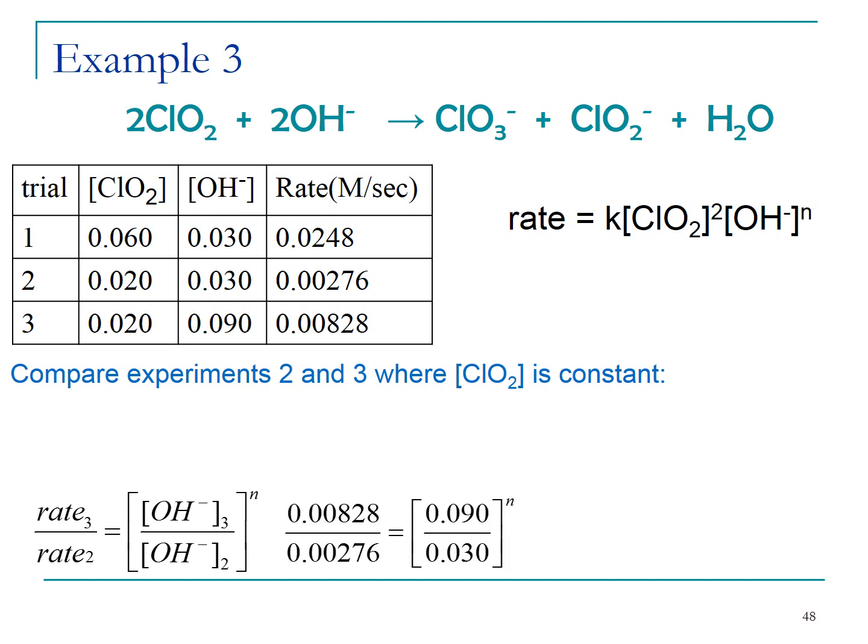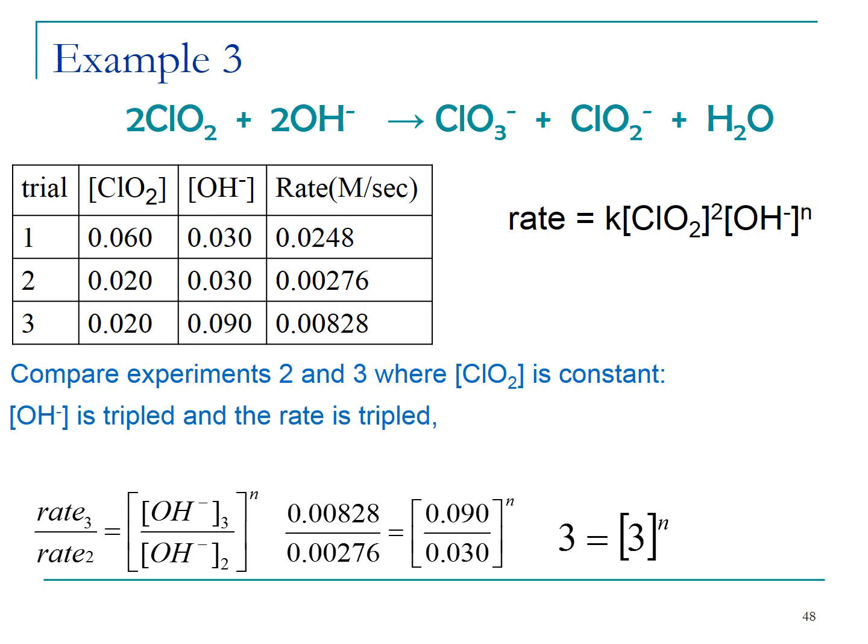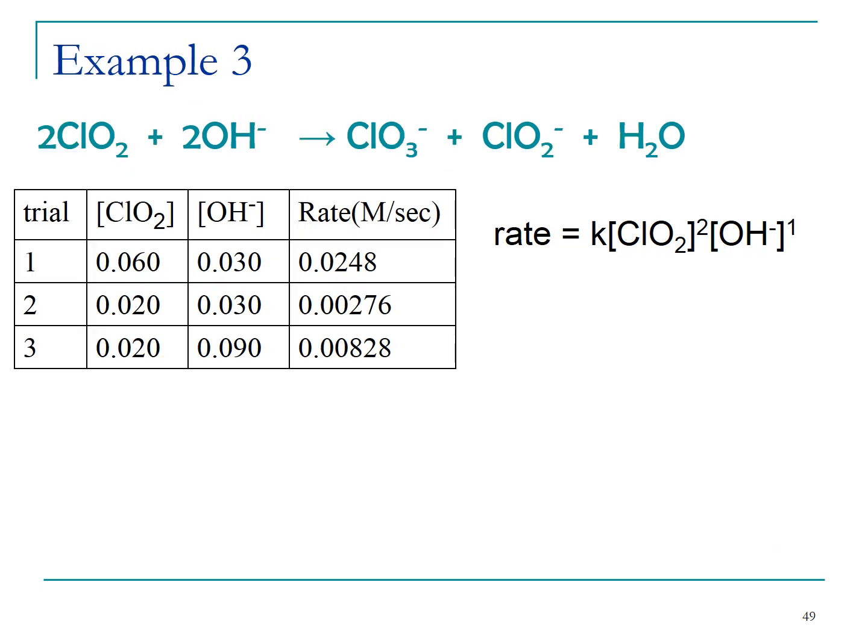So if you plug those numbers in, 0.00828 divided by 0.00276, that again is going to give us the number 3. And then 0.090 divided by 0.030 is 3. So what does n have to be to make this equation true? n has to be 1. So when the concentration is tripled, the rate is tripled. That's first order. n equals 1. And again, it's first order with respect to OH negative. So now I'm just going to change n to 1. And there's my rate law.